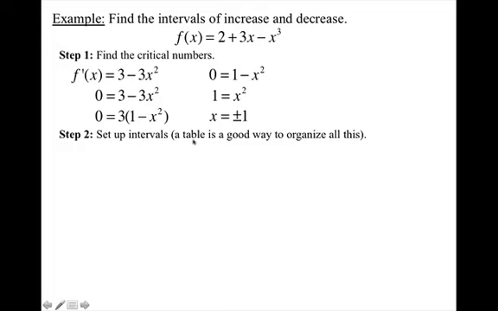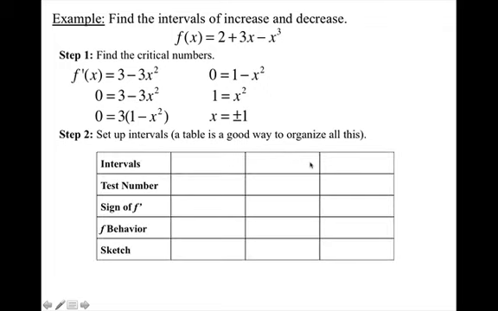Now, set up intervals. A table is a good way to organize all of this. So, we're going to have our intervals. Then you're going to have a test number in those intervals. Then you have to determine the sign of f prime, so plugging that test number into the first derivative. And then the behavior, and then what that looks like on the graph. So my intervals are going to go from negative infinity to negative 1, from negative 1 to 1, and 1 to positive infinity. And I'm getting the 1 and negative 1 from my critical numbers.